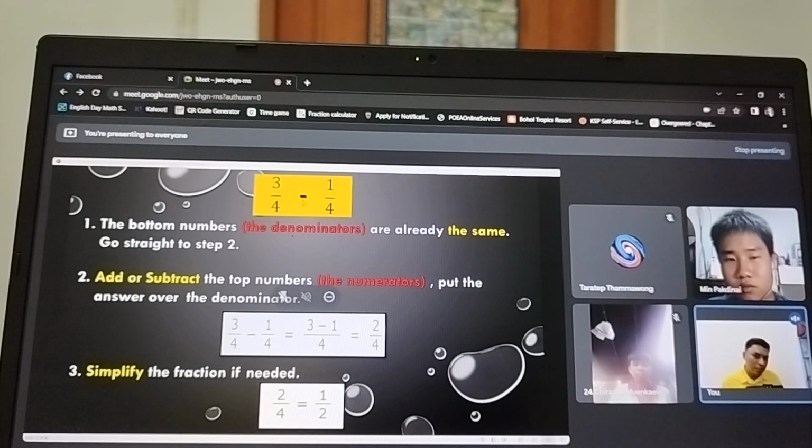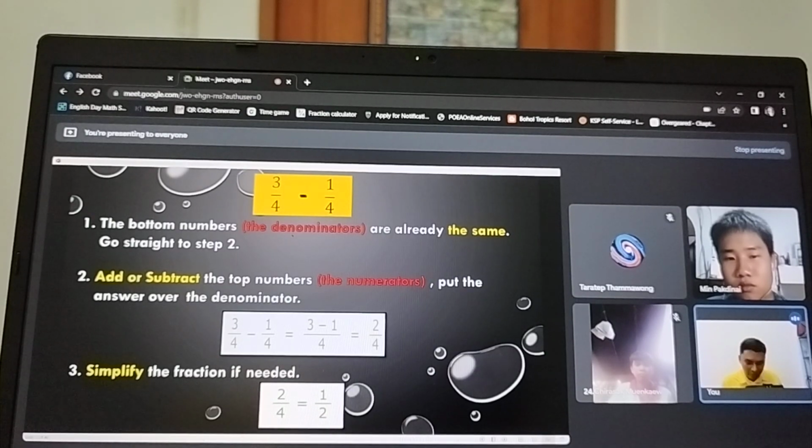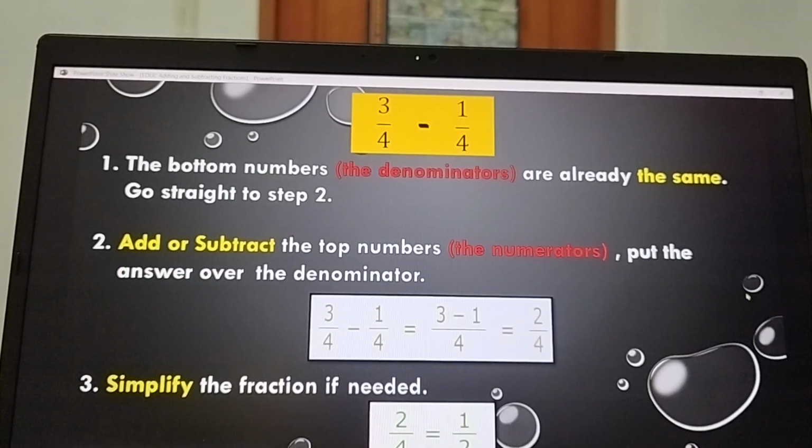So this is minus, so it's subtracting fractions. 3 minus 1 equals 2. Then 2/4, simplified, is 1/2. Very good, Pakdinay. Thank you for answering.